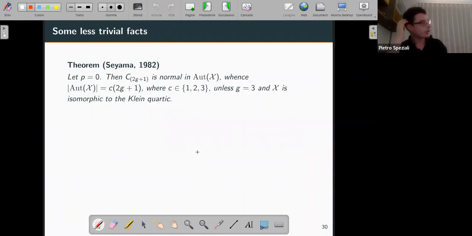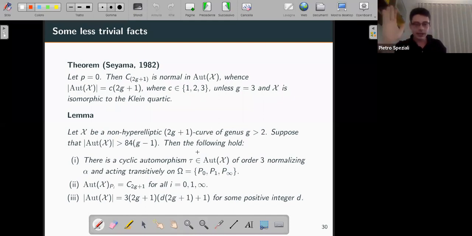We also wondered what happened in the characteristic 0 case. Well, in characteristic 0, actually Seyama had already proved that you have just the automorphisms you can construct by hand, via the automorphism group of order 2G+1 and then the normalizer, unless you had, again, the Klein quartic in genus 3, because then 2G+1 is 7, and we know that in PSL(2,7) you have an automorphism group of order 7. So I don't want you to focus too much here, but if the Hurwitz bound holds, we know what happens. So we have to understand what happens when the Hurwitz bound does not hold anymore.